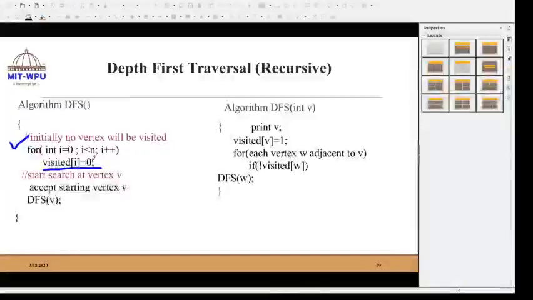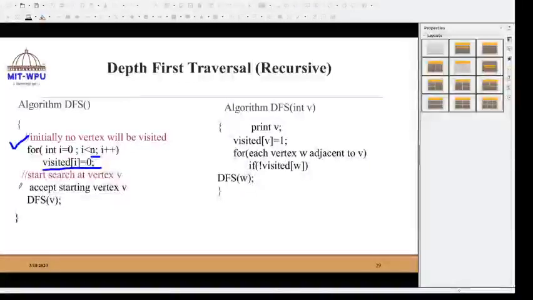As and when I visit a vertex, I will mark that particular vertex as 1. How many vertices do we need to traverse? Obviously all n vertices. As we have already stated in the definition of DFS, all vertices must be visited at least once. So this loop will iterate for i equal to 0 to i less than n, for n vertices, and for all vertices the value currently set in the visited array is 0.